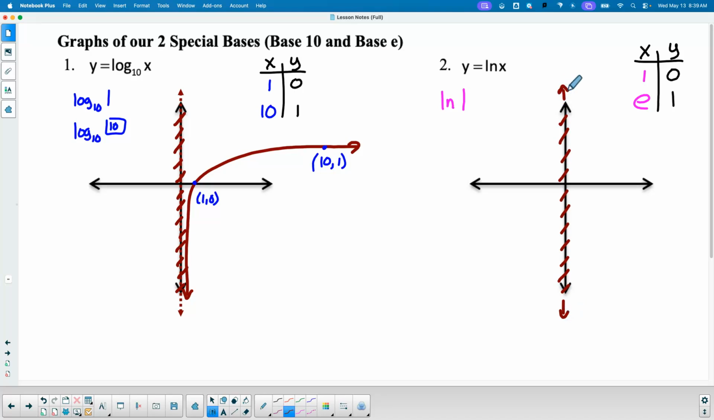So there's our vertical asymptote. Our function is going to come in through here, and then we're going to go through the point 1, 0. And we're going to go through the point e, 1. We can just write it like that.